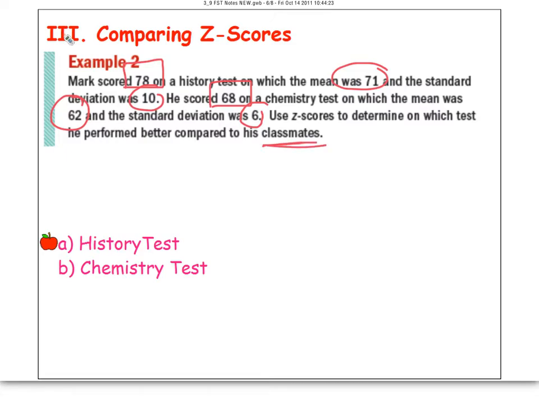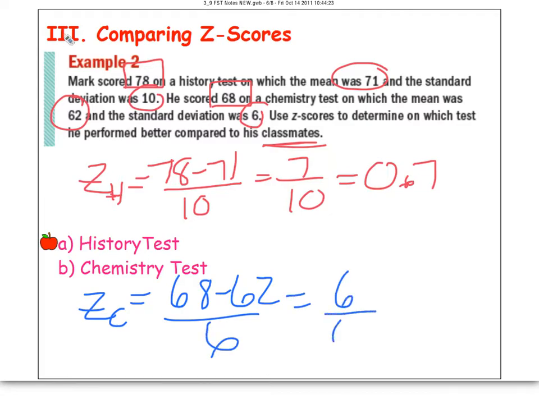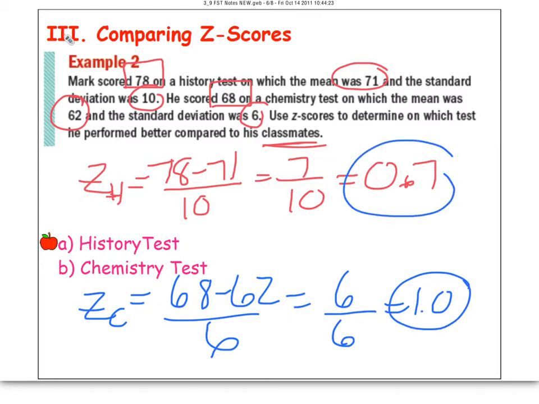So let's do it. The z-score for history, I'm just going to do z of h to help me keep it straight. His test score of 78 minus 71 over 10. If you simplify that, we're going to get 7 over 10, as a decimal 0.7. Okay. On the chem test, the z-score on the chem test is going to be 68 minus 62 over 6, which is 6 over 6, or 1.0. Read it carefully. The question is, which one did he perform better on? He did better on his chemistry test, comparative to his classmates.